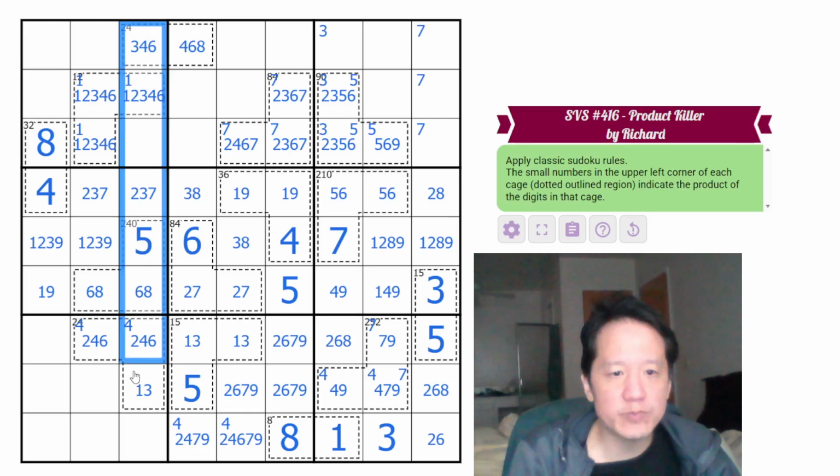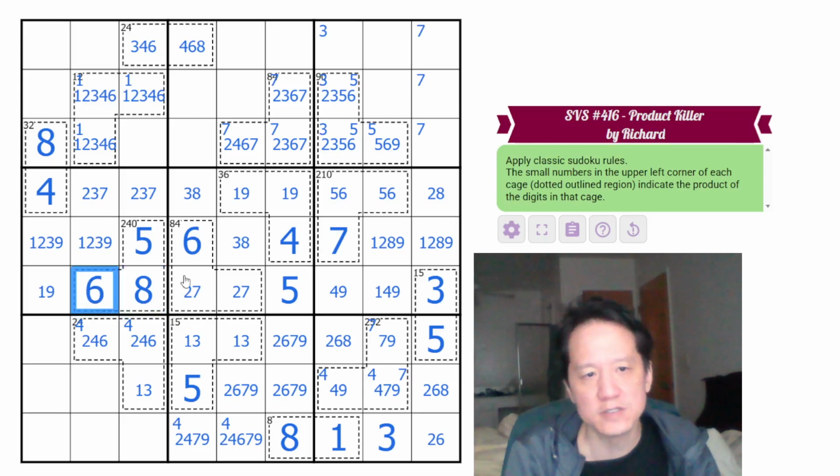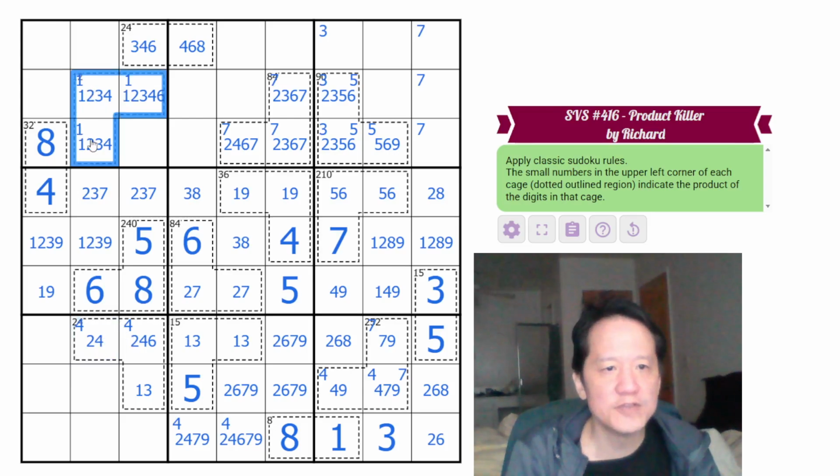Where can 8 be in column 3? Cannot be any of these cells because of the 8 in the box. It can only be here if that's the case. It can't be here because of this 8 can't be in the cage. So it has to be here. So this is 8, this is 6. Which means this cannot be 6 here. This can't be 6 here. If this is 1, 2, 6, the 6 has to be here. So this can't be 2.